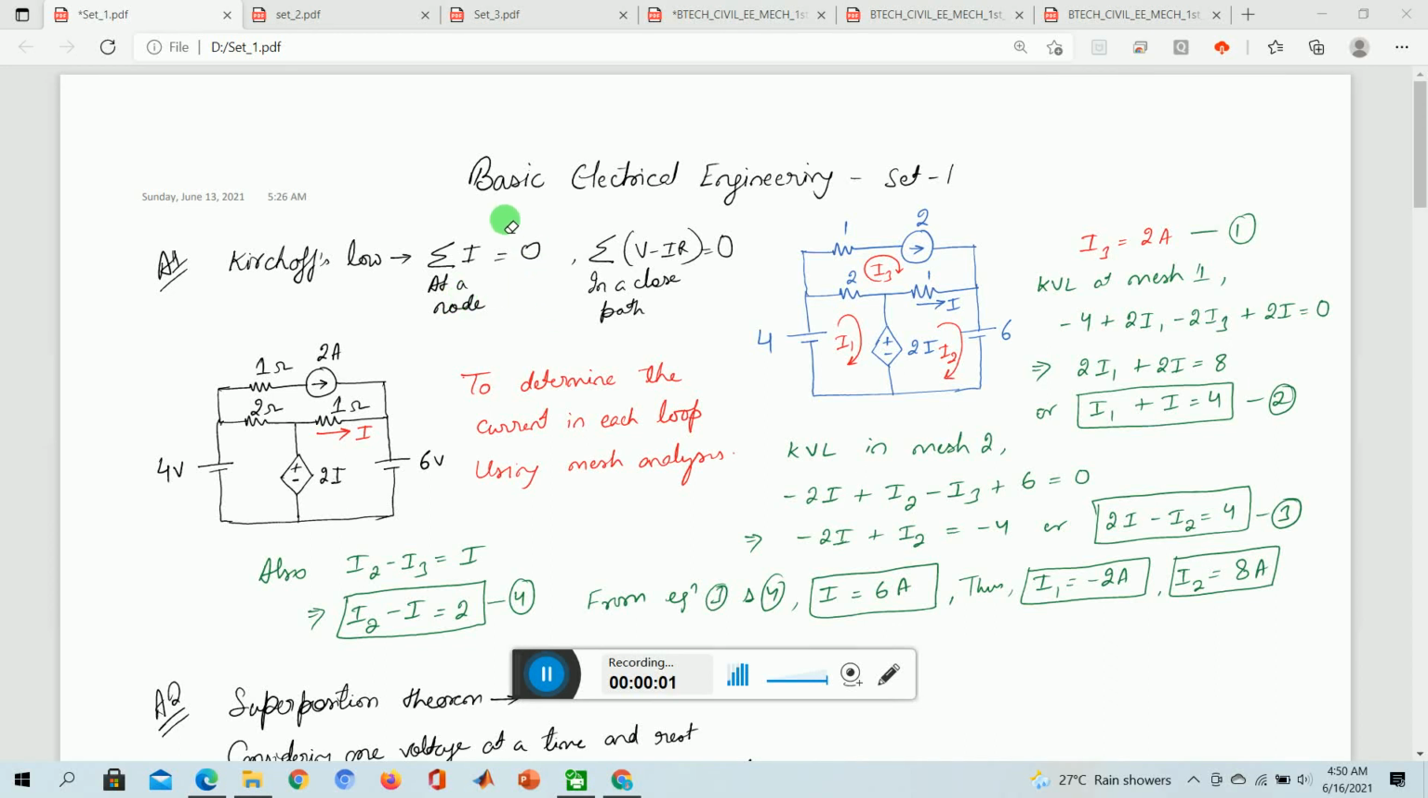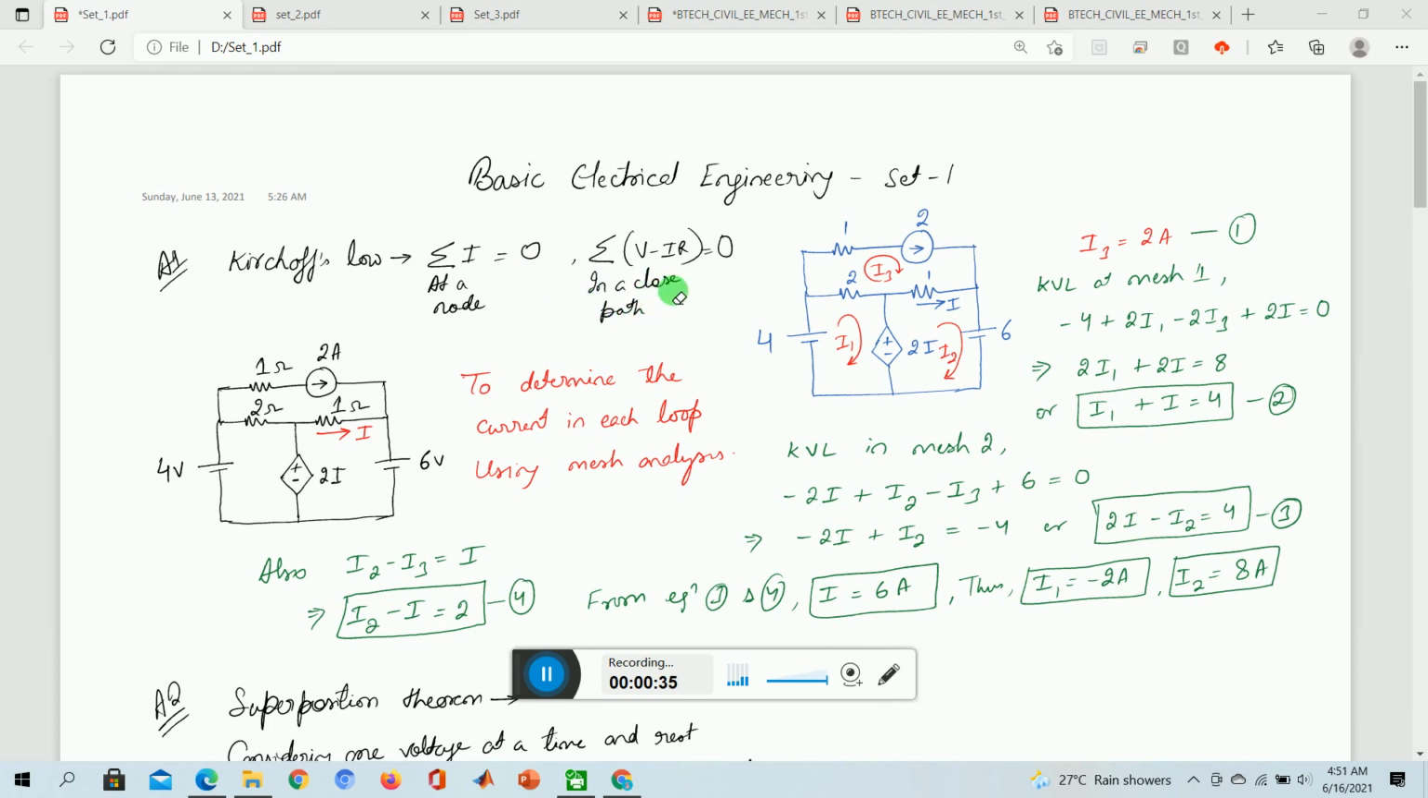Welcome to another video of the solution of the semester question in basic electrical engineering. In this question 1, you have first a theory question, like define Kirchhoff's law, and then you have to solve this numerical. When you define Kirchhoff's law, you can define it very briefly. This is 2 marks, this can be 4 marks total, the definition. So Kirchhoff's current law: summation of current at a node is equal to 0.